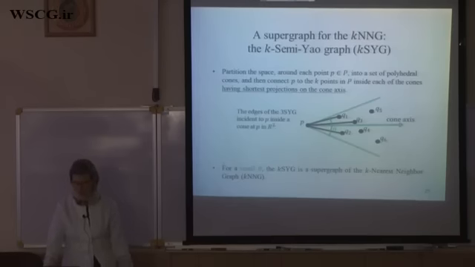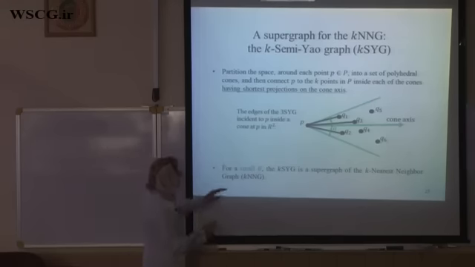So here's a supergraph for the k nearest neighbor graph problem. It's called the k semi-Yao graph. I must warn you that pictures for this problem tend to be a little misleading, because what we're going to do is partition space at each point in the point set into some polyhedral cones. So in the plane, here's an example of one cone. And the cones are going to have small angle theta, where small means 60 degrees or less.